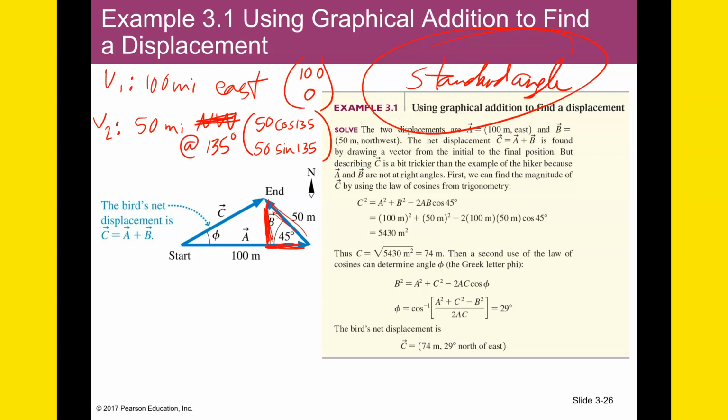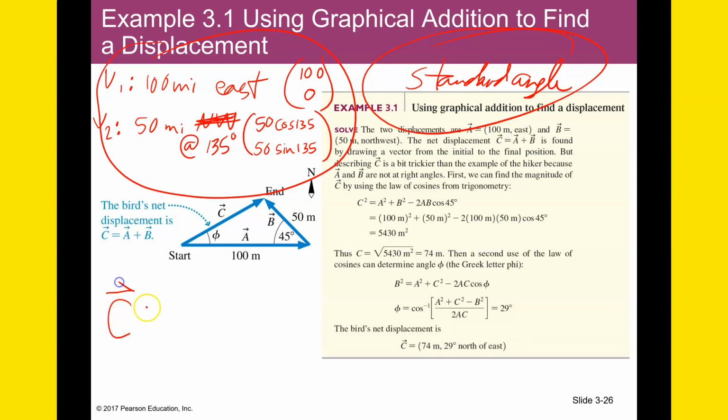The standard angle takes care of the business for you. It takes care of all that sign business for you without any vagueness, without any confusion, without any doubt. It just does it. That's the beautiful thing about a standard angle. So now, to get the result, we just add these two bad boys. The resultant vector.